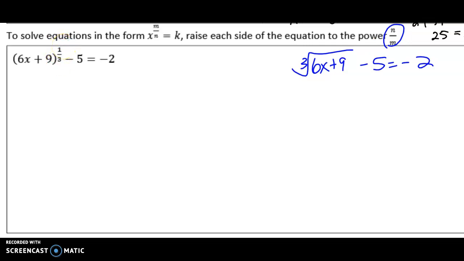So let's try this. We're going to move the 5. So then we get (6x + 9) to the 1/3 power equals 3. So here's where we want to raise it to the n over m power. Right now ours is 1 over 3, so our m is 1 and our n is 3. I want to flip that over, take the reciprocal, so then it's going to be 3 over 1. I'm going to take both sides to the 3 over 1 power.